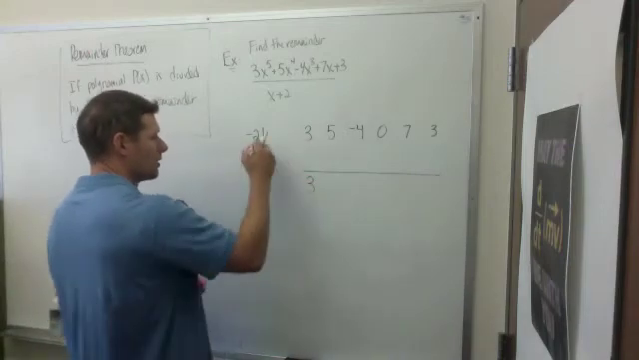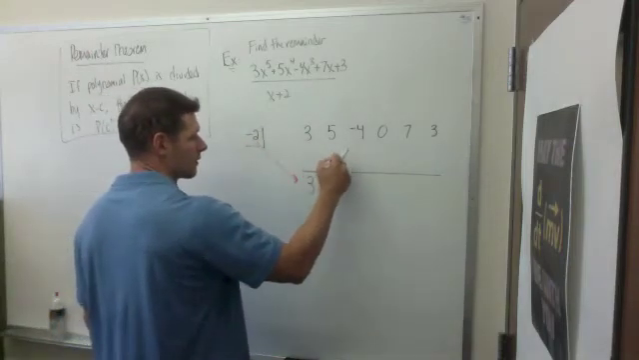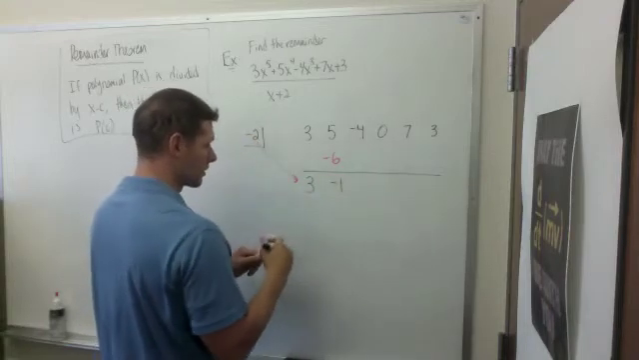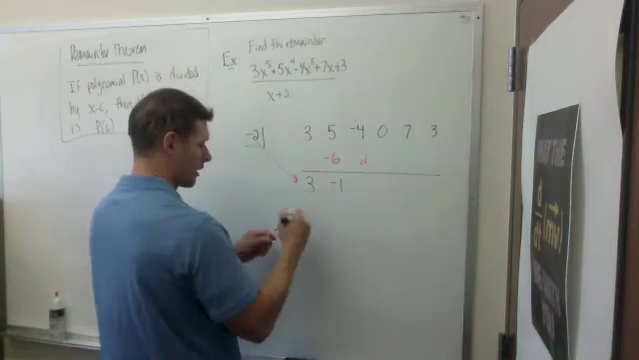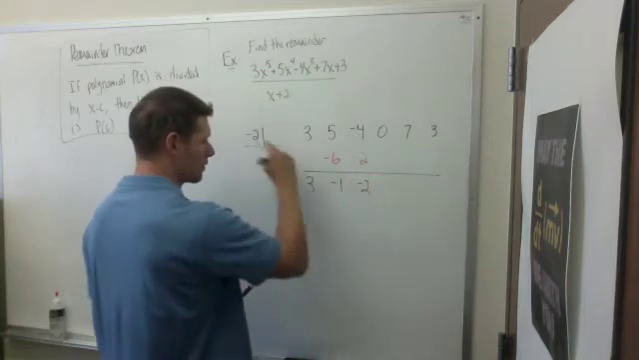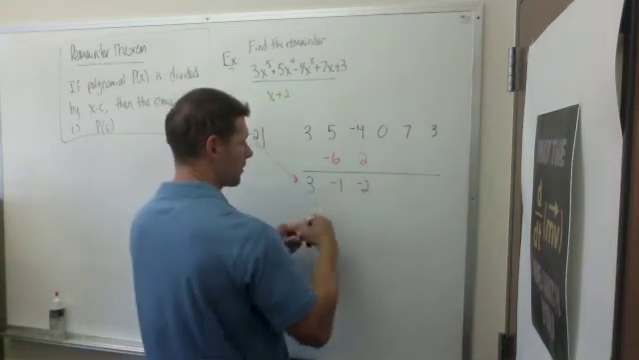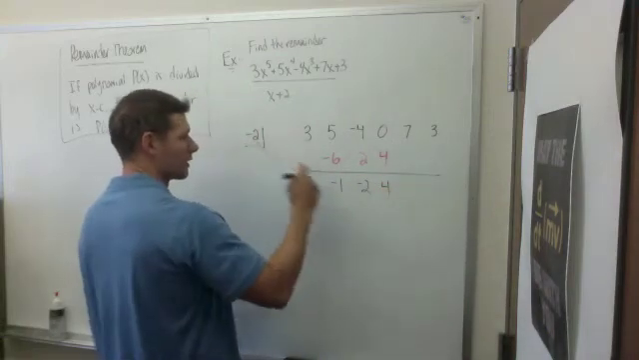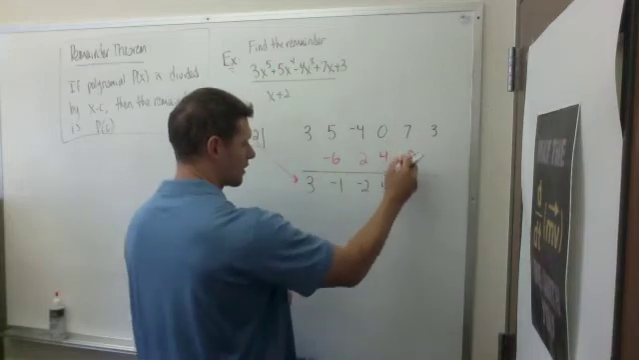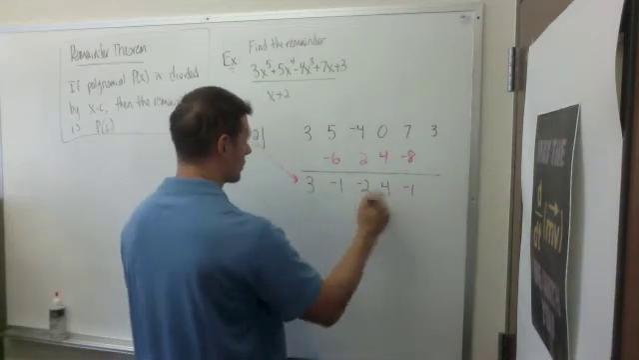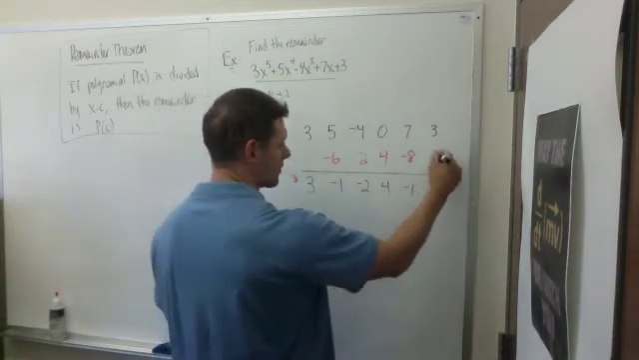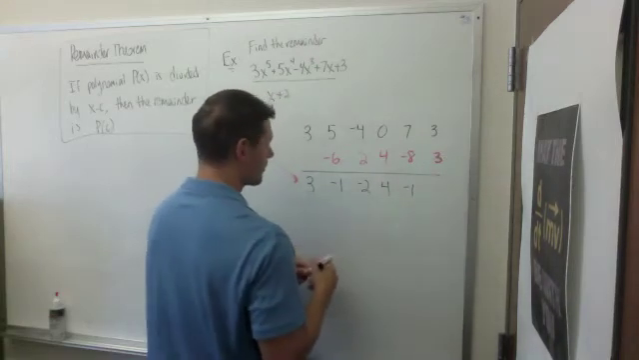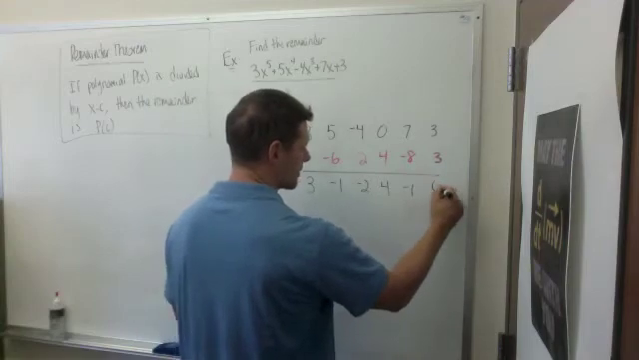3, negative 2 times 3 is negative 6. Add down to be negative 1. Negative 2 times negative 1 is positive 2. Add down to be negative 2. Negative 2 times negative 2 is 4. Add down gives me 4. 4 times negative 2 is negative 8. Add down gives me negative 1. Negative 2 times negative 1 is 2. Add down gives me 5. Okay?